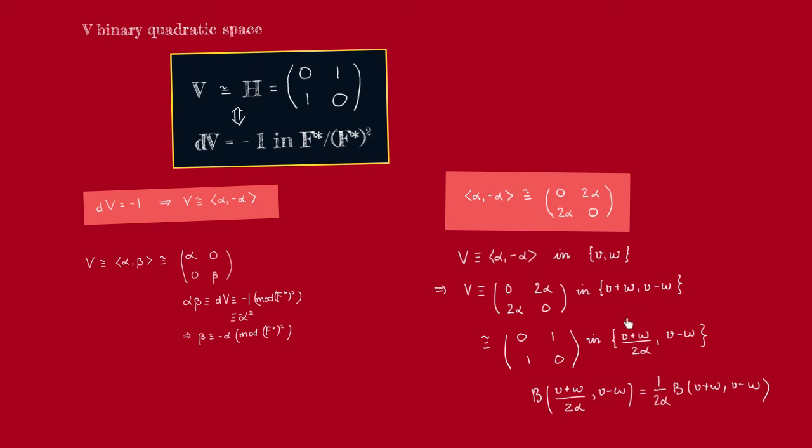Well, we can just shrink one of these basis elements, then this diagonal entry will shrink. We can always shrink it to get it to be equal to 1. So we see that this space is isometric to the hyperbolic plane, and thus we see that a binary quadratic space is isometric to the hyperbolic plane if and only if its discriminant is -1.